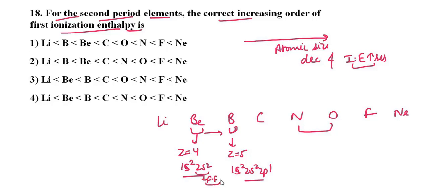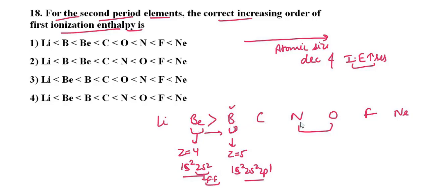And removal of an electron from a fully filled orbital is difficult as compared to a partially filled orbital. So in case of 2p1, it is easy to remove an electron. If it is easy to remove an electron, then the ionization enthalpy of boron is less than that of beryllium. So the ionization enthalpy of beryllium is greater than boron.